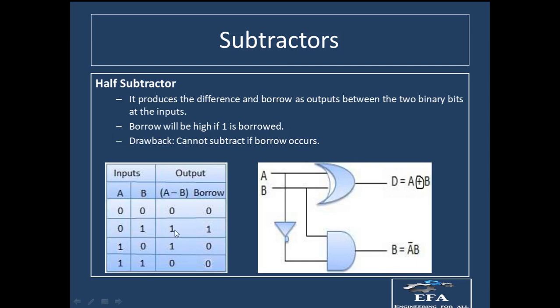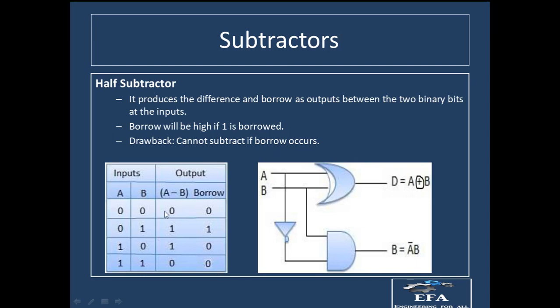Okay, so here you can see that we will have difference equal to 1 and borrow will also be equal to 1. After that we will have 1 minus 0, which is equal to 1, so there is no need to take any borrow because this 1 is bigger than 0. 1 minus 1 will be equal to 0 and 0.